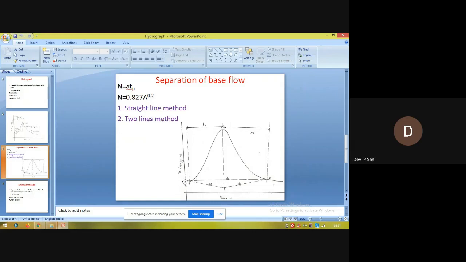You just extend the base flow curve, so you obtain a line AE. Similarly, you draw a perpendicular line from point P, that is the peak point. Both of the lines meet at point E, and from E you extend the line so that it meets at point D. So we can say the segments AED separate direct runoff and base flow. That is about the separation of base flow using the straight line method and two line method.